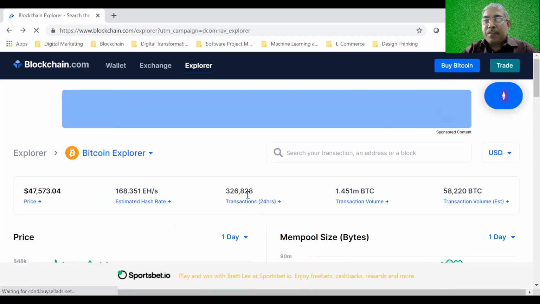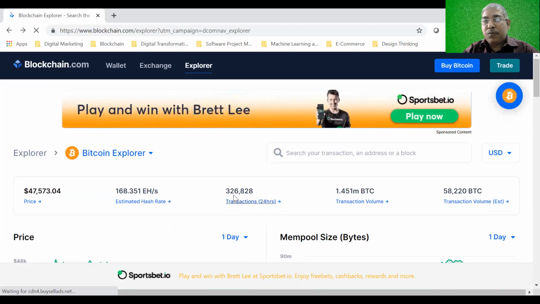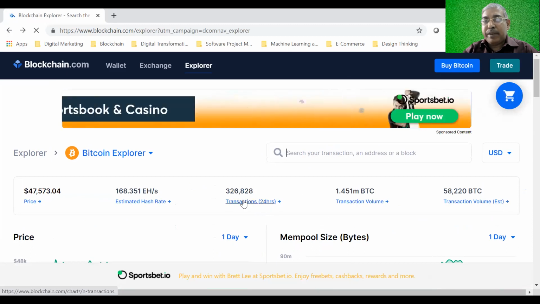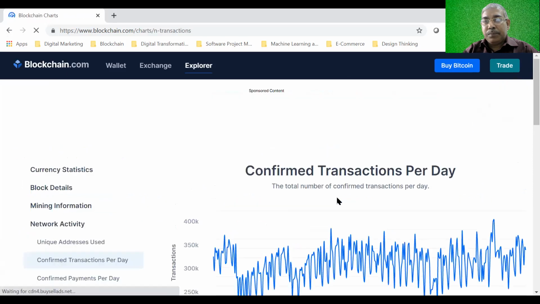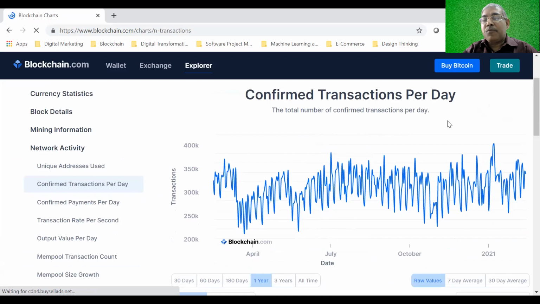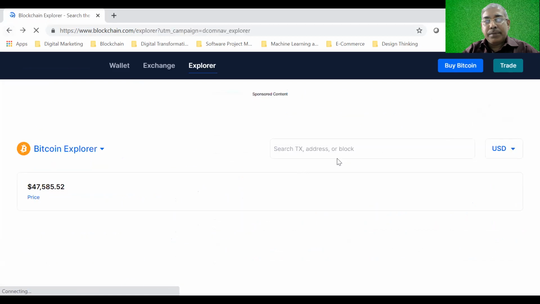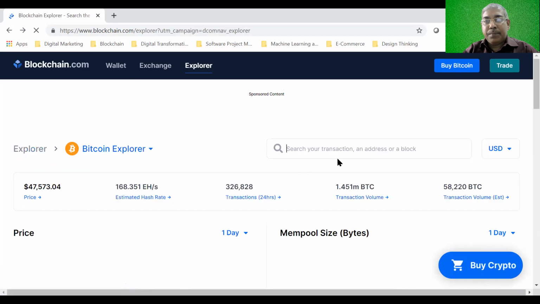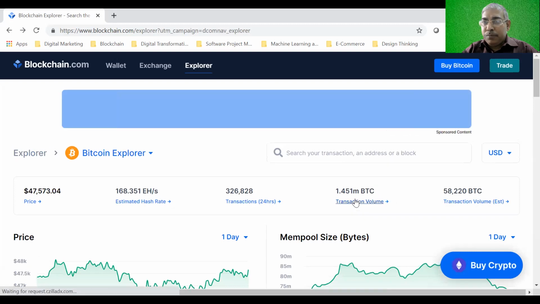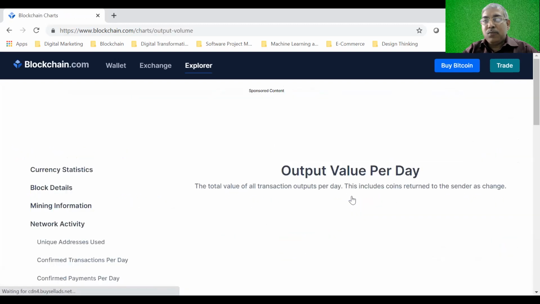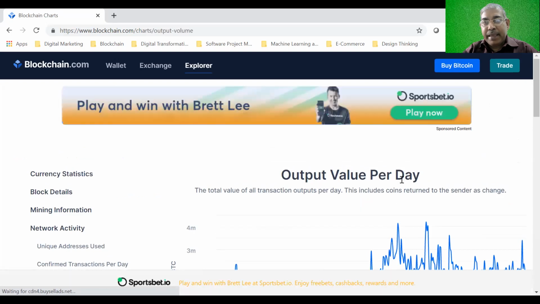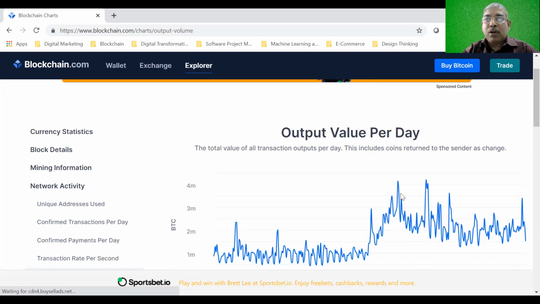This indicates the number of transactions that are happening in 24 hours. So 326,828. If you go to the details, you can see the confirmed transactions per day and how it is changing over time. This is the transaction volume. That means the value of output per day. Later on, we'll talk about something called unspent transaction output. And at that point of time, this concept of output will become clearer to you.